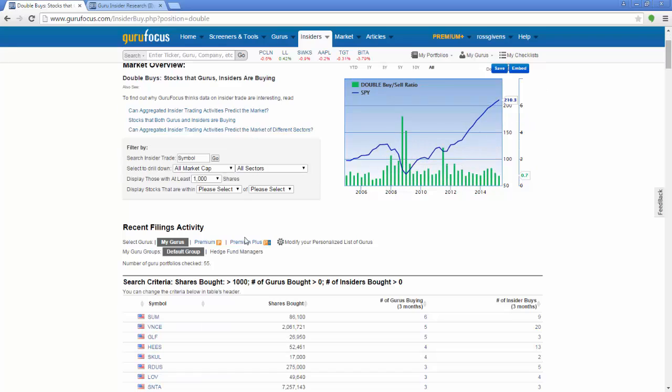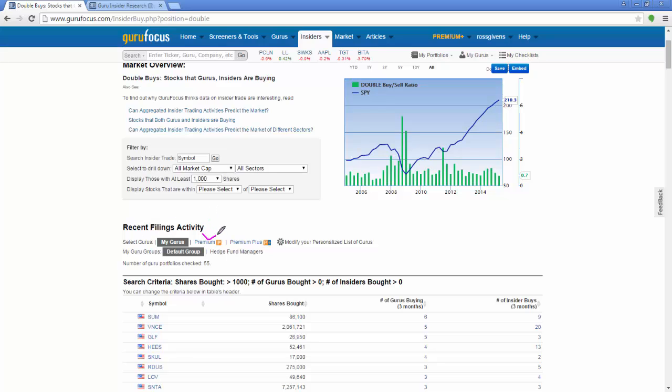Now, when you're looking for a guru that's buying it and also insiders, remember, by default, because we have this personalized guru list you set up on GuruFocus, it's very easy if you haven't done it. By default, the gurus it's searching for are the My Gurus, right? The ones that you've put in your list that you want to track, that you have a lot of respect for and want to know when they make trades.